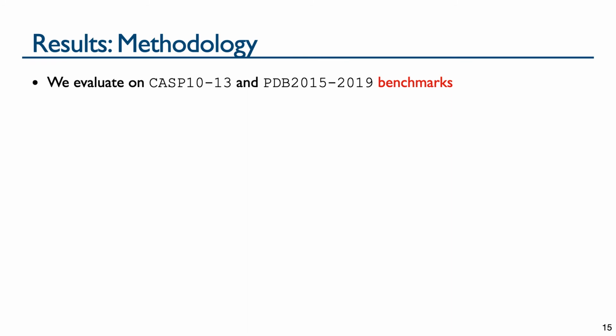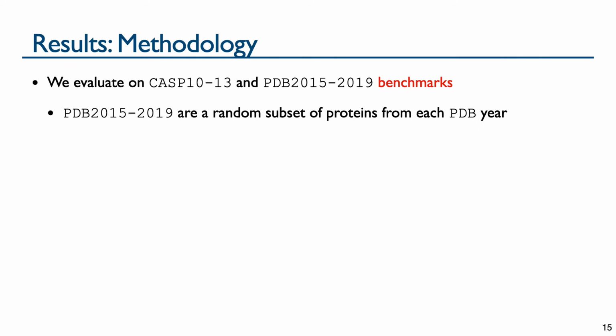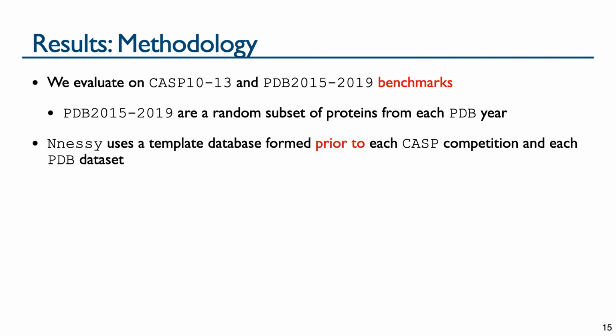Now we'll go into experimental results. We evaluated Nnessy and other tools on CASP and PDB benchmark datasets, where the PDB datasets take a random subset of proteins from PDB for each year between 2015 and 2019. For each evaluation, Nnessy uses a template database formed only from proteins available before the date of the CASP competition or from before the year of the PDB dataset.